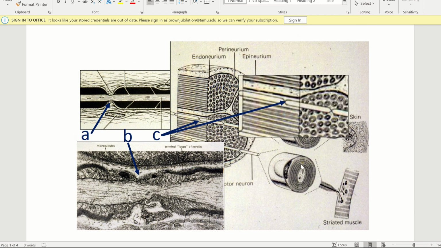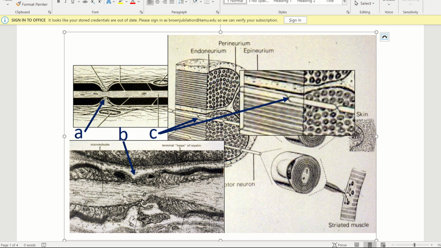Okay, so this one right here, I'll tell you right now. What this is pointing to is that break between the myelin that one Schwann cell is making and the myelin that another Schwann cell is making. So this kind of break in the myelin of that protective coat is called the node of Ranvier. Node of Ranvier. B, that's what that's pointing to as well.